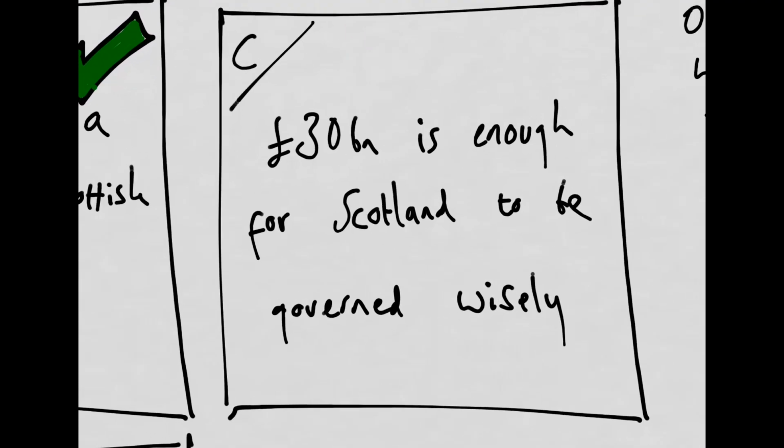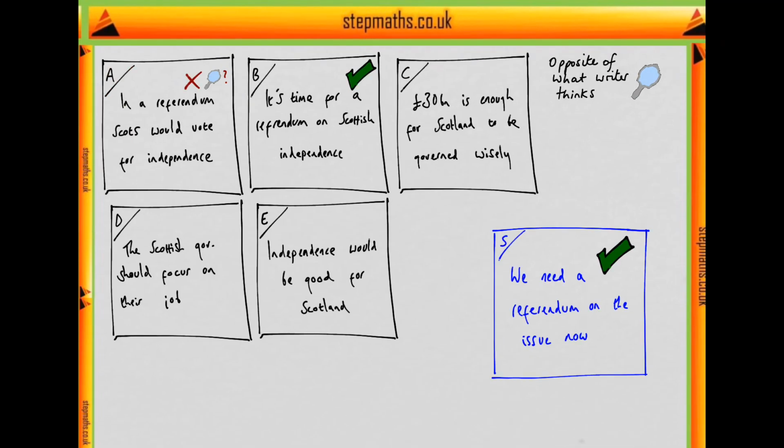Option C says that 30 billion, and this figure is mentioned in the passage when it says how much the Scottish government has to spend, 30 billion is enough for Scotland to be governed wisely. Now, even though the 30 billion figure itself is mentioned, the author of the argument does not say explicitly that 30 billion is enough for Scotland to be governed wisely. Perhaps this is an assumption of the author, but it's certainly not explicitly said. Therefore, it's certainly not the conclusion.